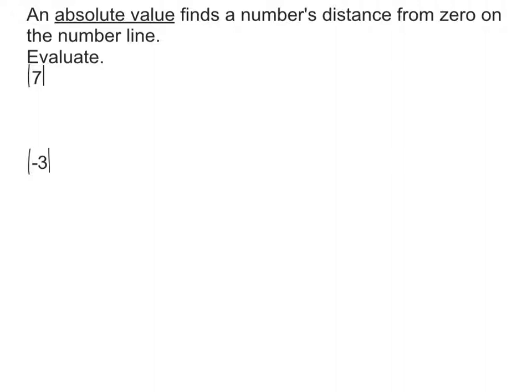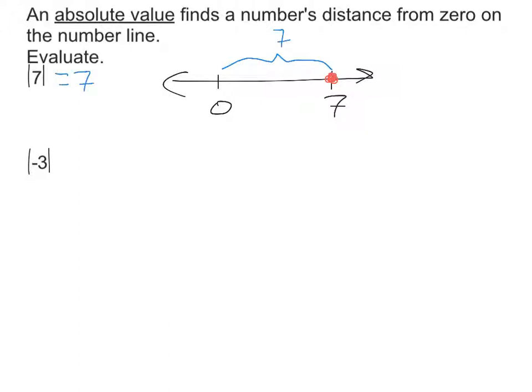So in our first two examples, we're asked to evaluate. We have to find the absolute value of 7 in my first example. If I were to create a number line, I'll put 0 here, and I'll put the number 7 here. So the number 7 is sitting right there on the number line. How far is it from 0? Its distance from 0 to 7 is 7 units. So the absolute value of 7 is 7.